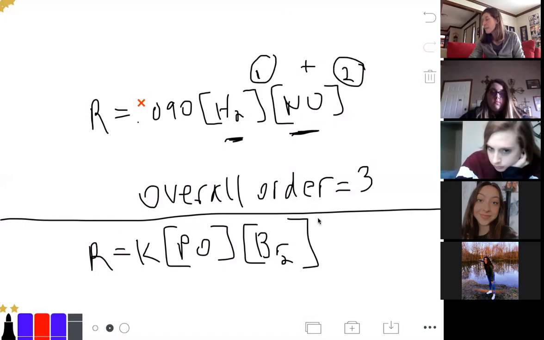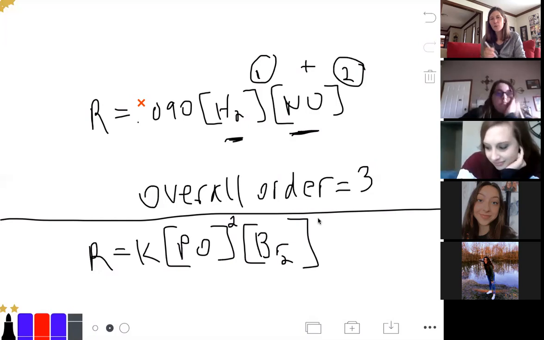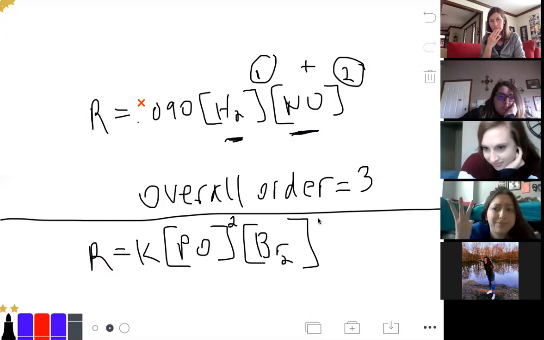And then it tells me that it's second order with respect to phosphorus oxide. So what do you think the exponent would be if it's second order? Yeah, it's a 2. And then it says that it's third order with respect to bromide. Does anybody else know what the exponent would be for the bromide if it's third order? Its exponent. Yeah, it would be a 3.